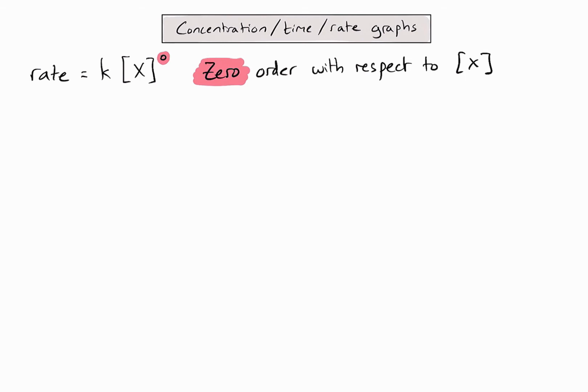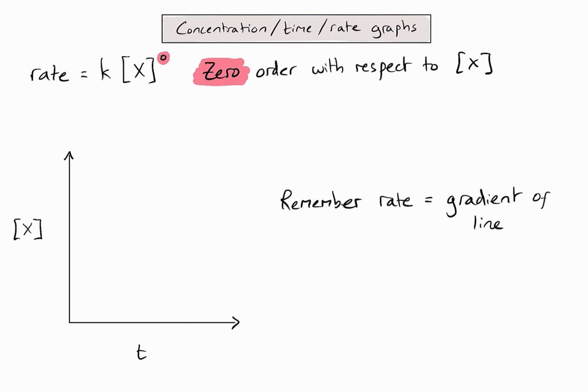So let's first consider what a time versus concentration graph might look like for this reactant. In these graphs, we're going to have time on the x-axis and concentration on the y-axis. Before we consider the shape of this graph, we need to remember that to calculate the rate or identify the rate on these graphs, we need to consider the gradient of the line. And we've just identified that if the order of reaction is 0 with respect to X, then the gradient of the line is going to be consistent throughout this reaction.